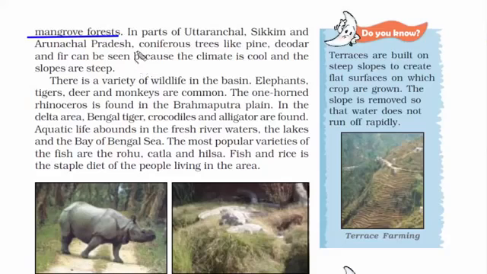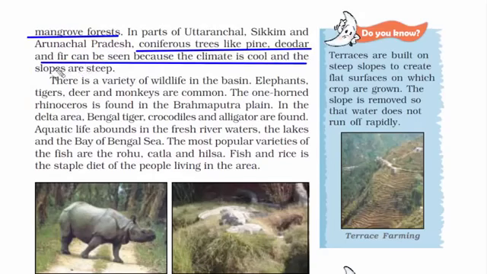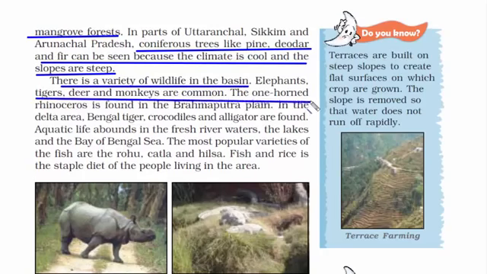So we have covered the plain, their draining point. What's left? Their origination point. In the mountainous region, you'll find coniferous trees like pine, deodar and fir because of the cold climate, slopes and steepness up there. There is a variety of wildlife in the basin.